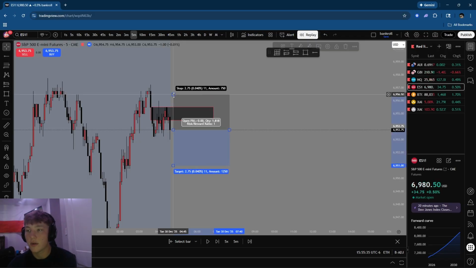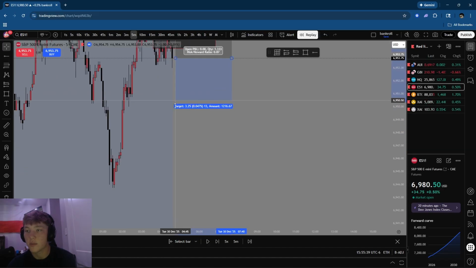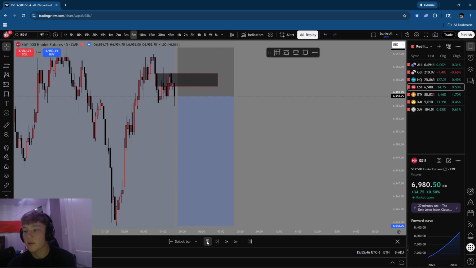We have a lot of lows. Put my stop right above this high. Boom, put the stop. First TP would be there, second like there, and then my last one's gonna be at these equal lows down here. Okay, let's see what happens.